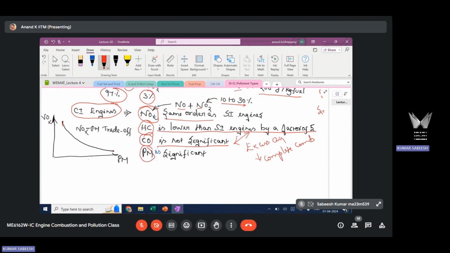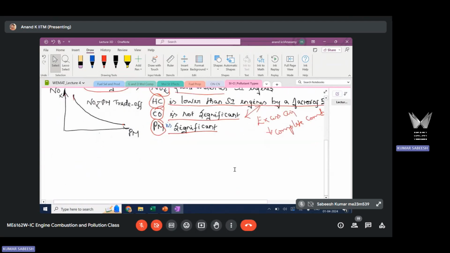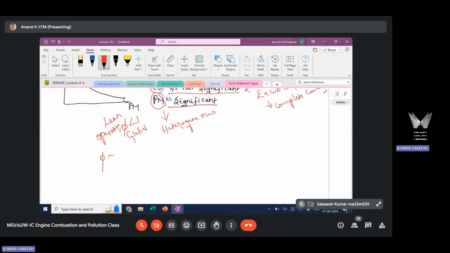Of course, you will have particulate emissions from diesel engine. Particulate emissions are significantly high, similar to NOx. Why is particulate matter emitted from diesel engine? Heterogeneous. Okay, the primary cause is heterogeneous mixture. Although we say Phi less than 1, lean operation in diesel engine, this Phi is a global value. So overall equivalence ratio is less than 1. Generally, Phi value is around 0.4 to 0.8. This is the operating Phi range.